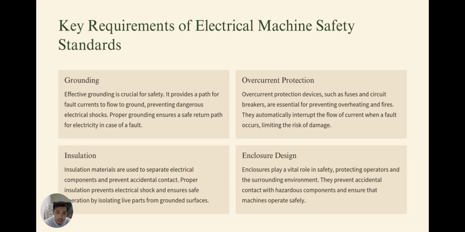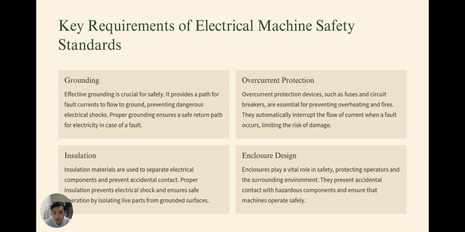The key requirements have four points. The first points are grounding, overcurrent protection, insulation, and enclosure design. Effective grounding is crucial for safety. It provides a path for fault current to flow to ground, preventing dangerous electrical shocks. Proper grounding ensures a safe return path for electricity in case of a fault.